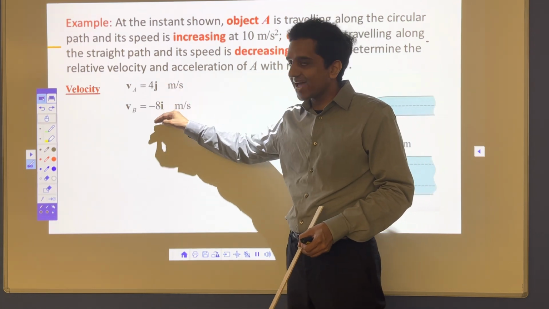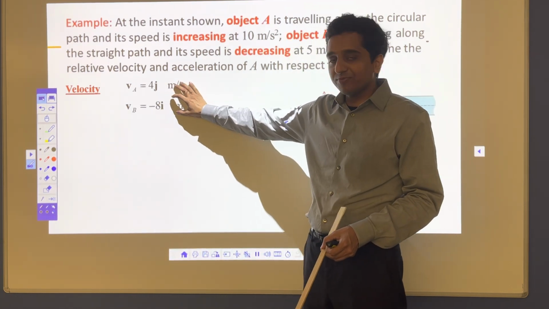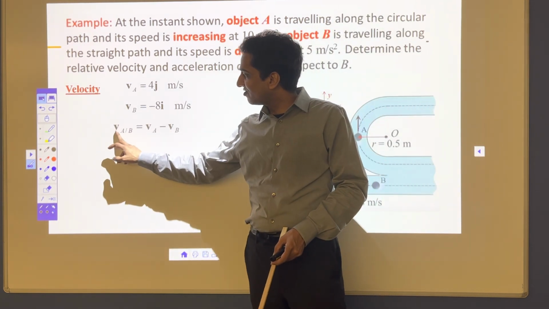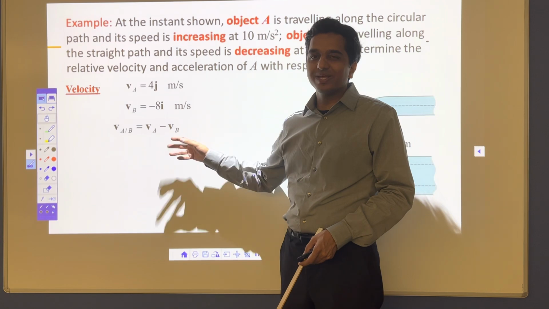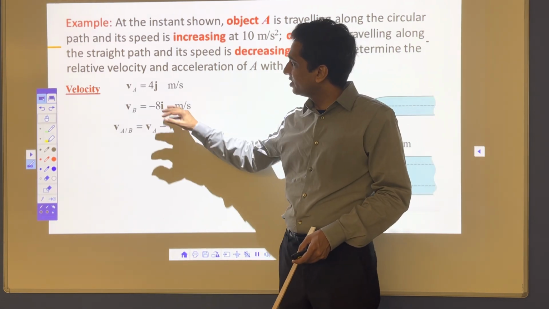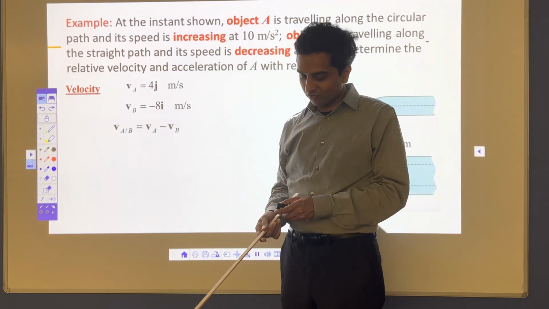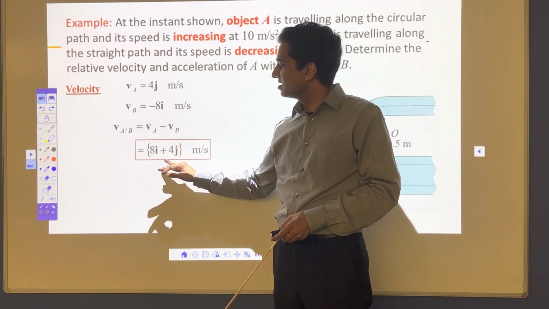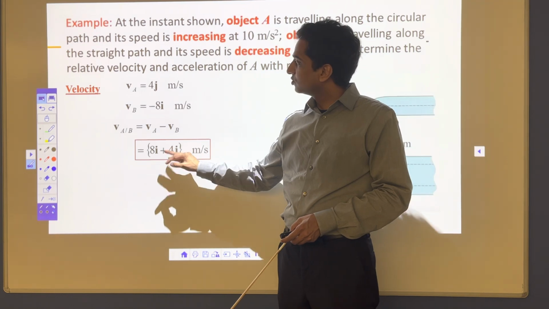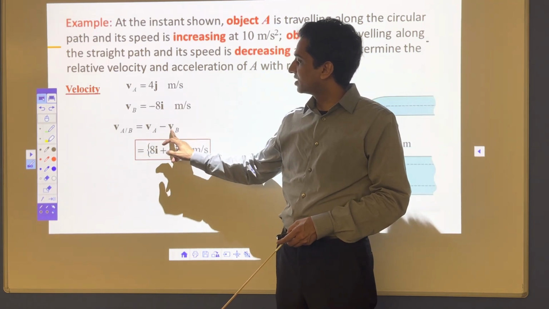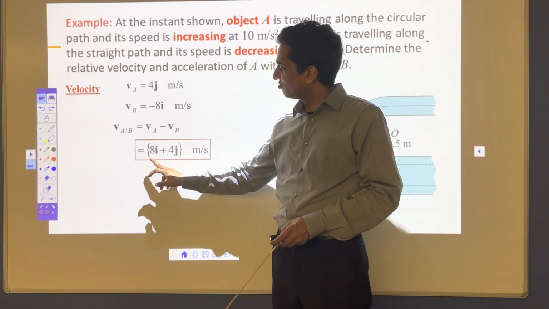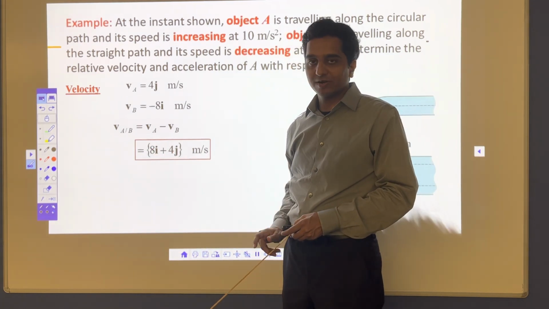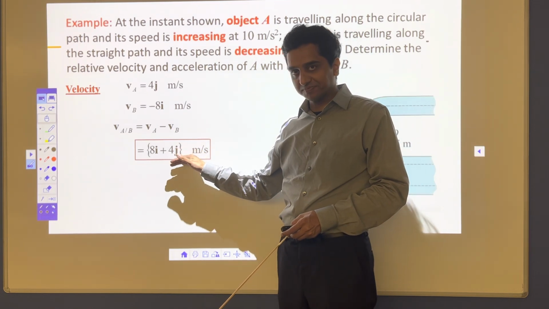Once I have VB, I have VA. Those are the absolute velocities. Now the relative velocity of A with respect to B is VA minus VB. That's the formula. You put these values into it and you will get the relative velocity. So this one is minus 8i, and minus minus becomes plus, so that becomes plus 8i. I'll get relative velocity as 8i plus 4j meter per second.